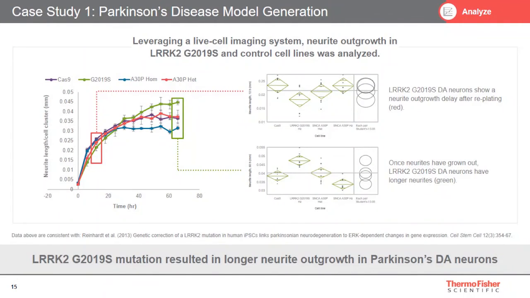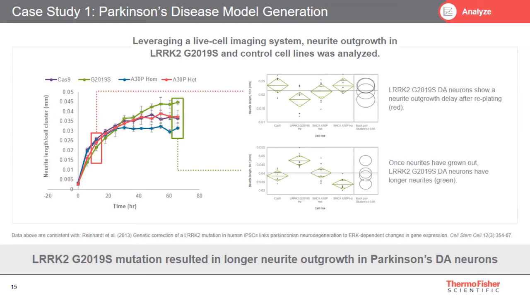Now, in order to analyze neuron biology and function, we looked at neurite outgrowth. We looked at this by using a live cell imaging system and found a slower rate of neurite outgrowth in early time points for the G2019S mutation. However, after a longer period of time when neurite outgrowth stabilized, those mutant cells appeared to actually have longer neurites than in the control parental lines, or compared to an SNCA A30P either heterozygous or homozygous mutant.